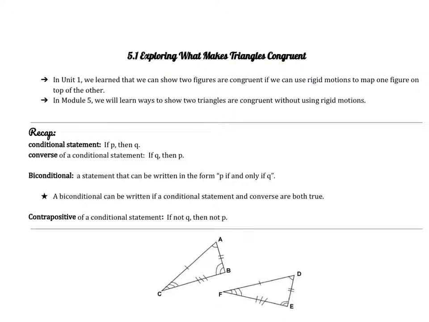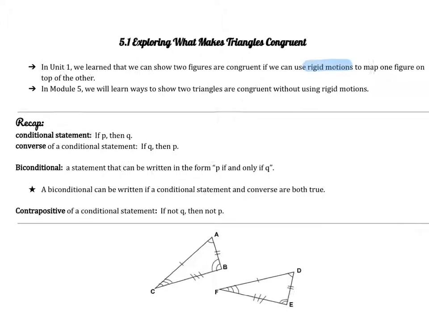So we've learned about congruent figures before. In previous sections, the way we showed that figures were congruent was by using rigid motion. So we showed, hey, if you can map one figure onto another using a rigid motion, such as a translation, a rotation, or a reflection, then we can prove that they're congruent. In this section, we're going to start to show other ways that we can prove that two triangles are congruent.